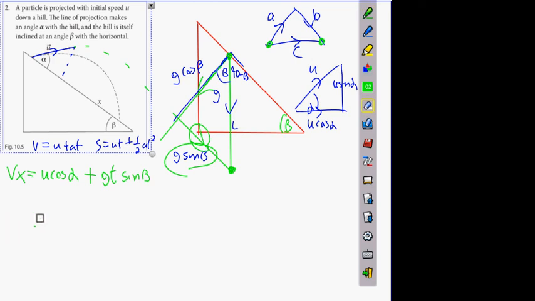Somebody take a go at phi, please. U sine alpha. Okay, U sine alpha, yeah. Then g t plus t. It's going to be minus, alright? Now I'll tell you why it's minus.